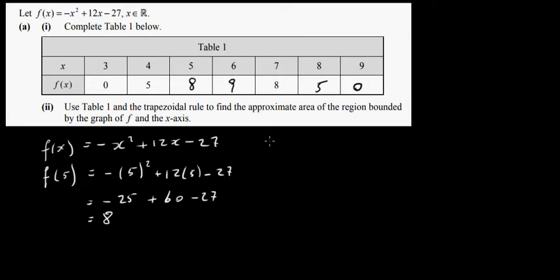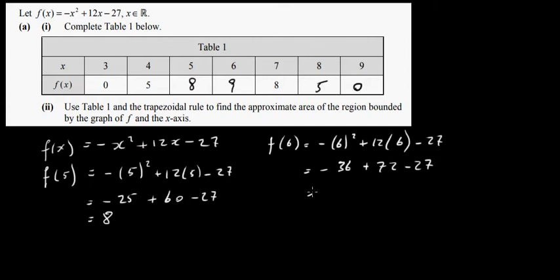Do the same here with 6, so it's f of 6 this time, so it's minus 6 squared. Remember, you're not squaring the minus, so the minus is outside the bracket here. So we've got 12 times 6 now, and then minus 27. That will give me minus 36 plus 72 minus 27, and that will give me 9. And I filled out the other ones here. We get 5 if we put in 8 and 0 if we put in 9.